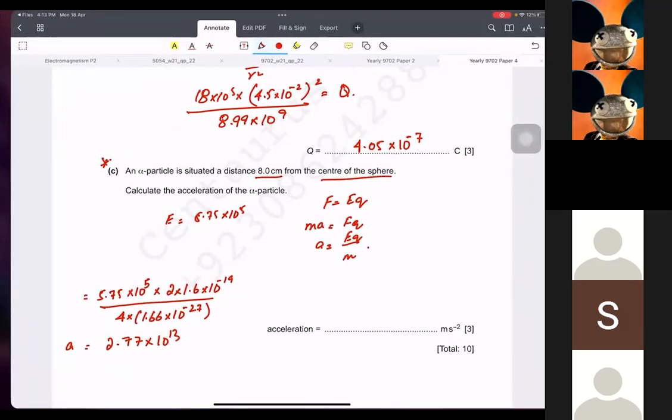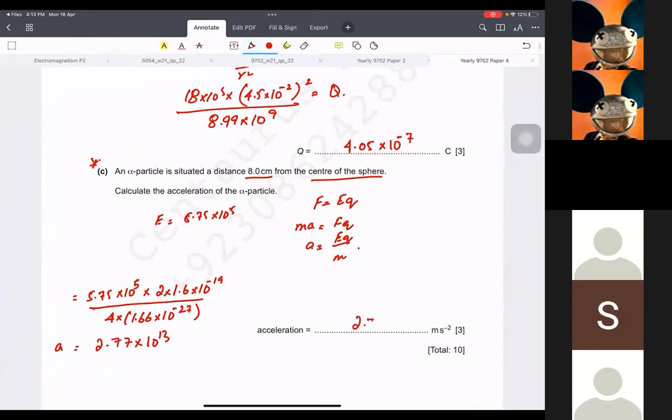Questions like this will come, because the whole electric field topic is like this. Yes, Lisa. Is it okay to round it off to 2.8 times 10 to the power 13? Yes, that would be ideal. Thank you.